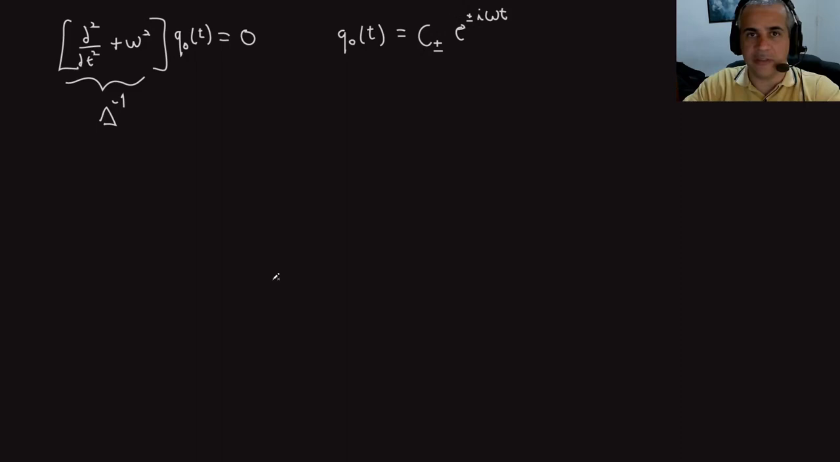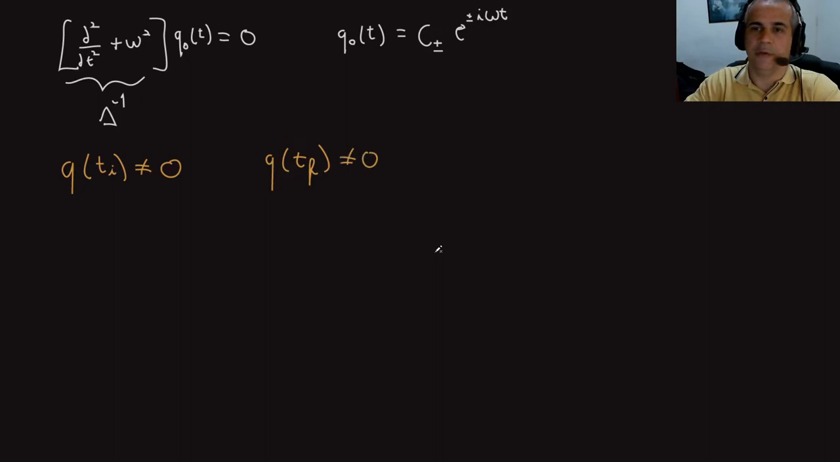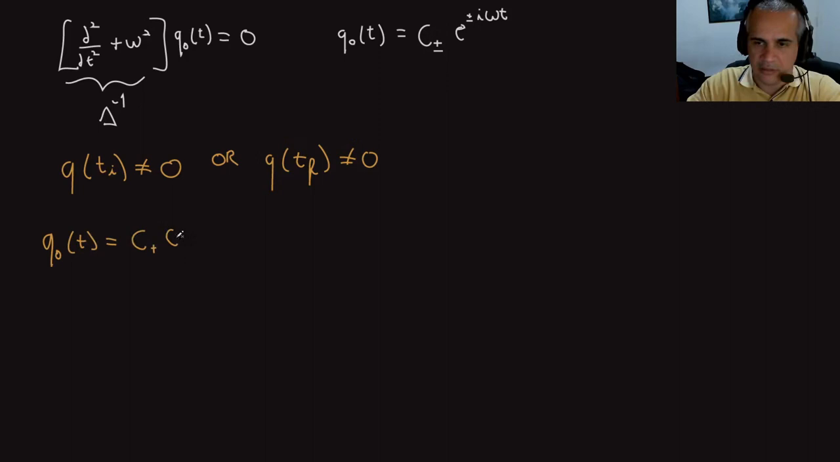The first piece of information that we need is that for this equation to have a solution, one of the boundary conditions must be different from zero. So either Q of some initial time is different from zero, or Q of a final time, Q_F, is different from zero. Either one needs to be true, otherwise this has no solutions besides the trivial one, which is just setting this to zero. To see that, it's quite easy. I just start with a general solution. Let's call this C plus exponential of i omega t, plus C minus exponential of minus i omega t.